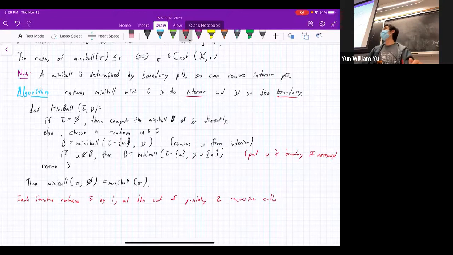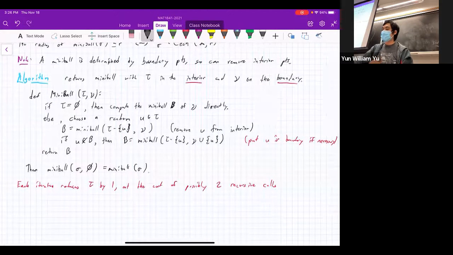Right? So once you get to the point where tau is an empty set, let's call that operation 0 time, because we're measuring this in terms of how many times you're calling this recursive function. And so this means that if things are bad, this takes possibly exponential time, 2 to the n time.